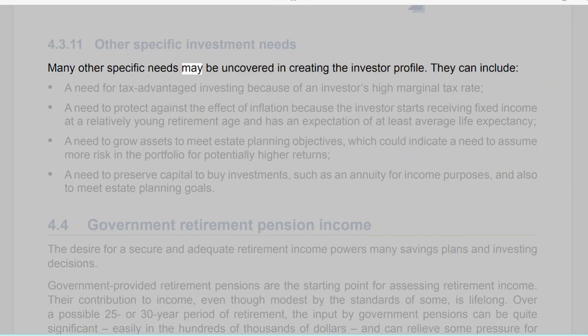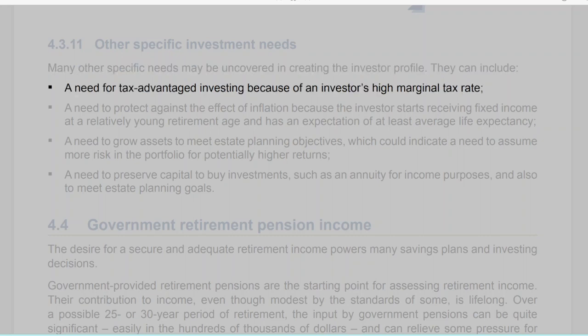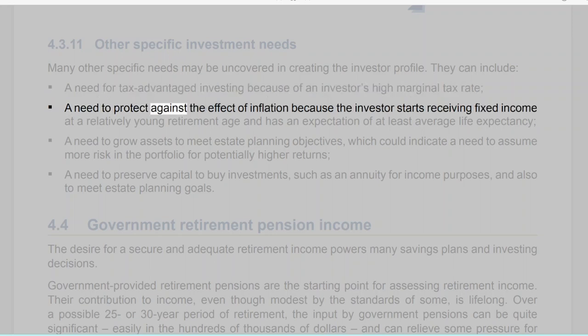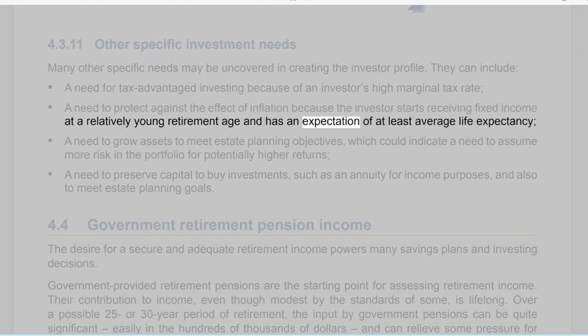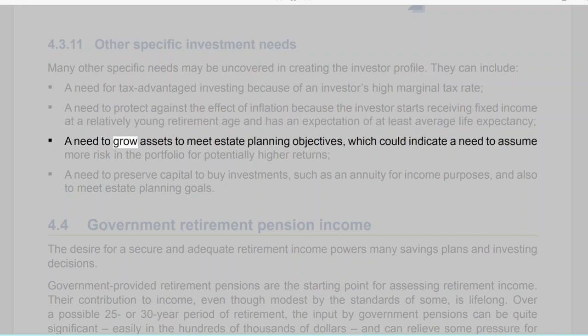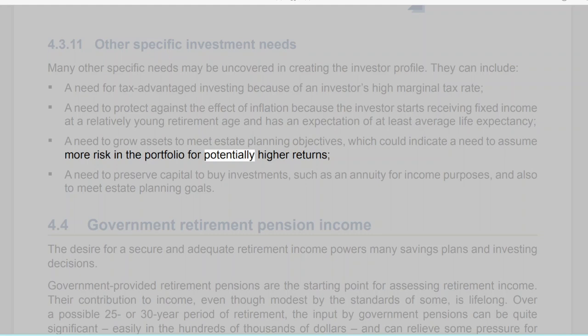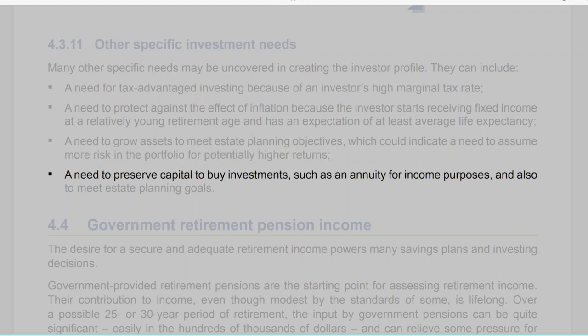Many other specific needs may be uncovered in creating the investor profile. They can include: a need for tax-advantaged investing because of an investor's high marginal tax rate; a need to protect against the effect of inflation because the investor starts receiving fixed income at a relatively young retirement age and has an expectation of at least average life expectancy; a need to grow assets to meet estate planning objectives, which could indicate a need to assume more risk in the portfolio for potentially higher returns; a need to preserve capital to buy investments, such as an annuity for income purposes, and also to meet estate planning goals.